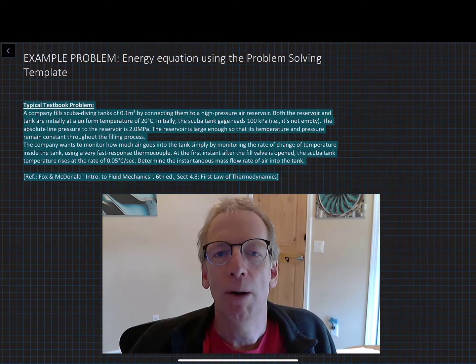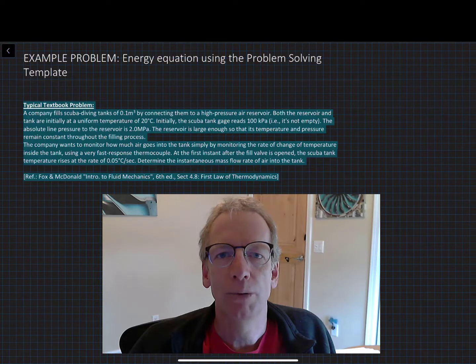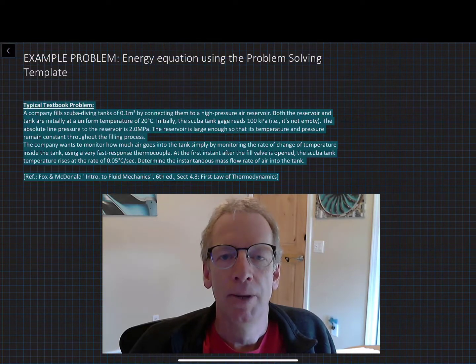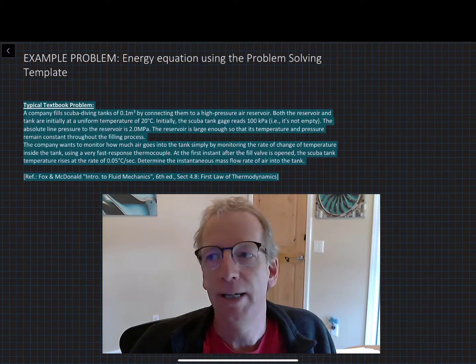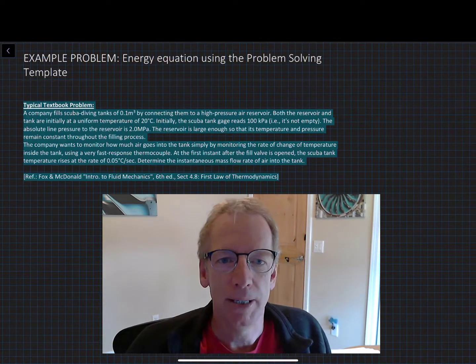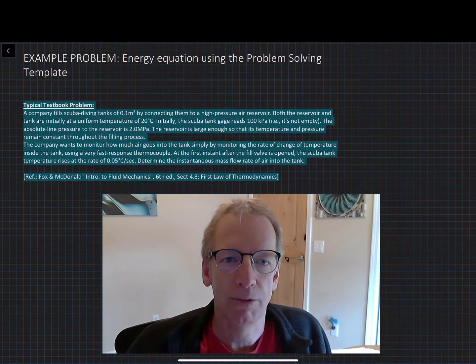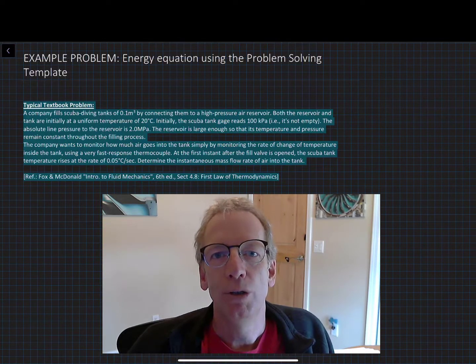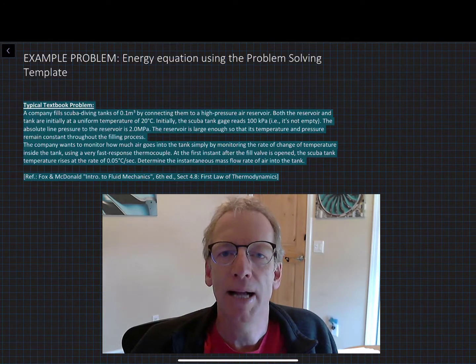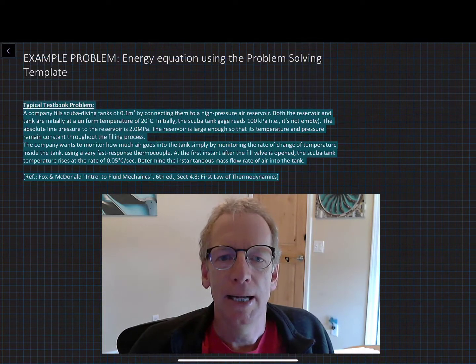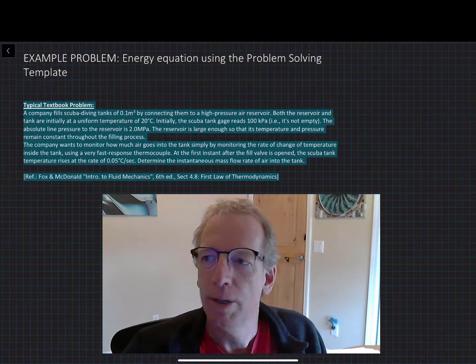Now that rate of temperature rise would probably go down as time goes on, because eventually, of course, the scuba tank is going to be full, and there will be no pressure difference between the scuba tank and the main reservoir, and there will therefore not be any flow into the scuba tank anymore. That'll be the end of the filling process, if you will, if I'm shooting to put 2 megapascal of air inside the scuba tank. But initially, all we care about is the initial mass flow rate of air inside that tank. So let's get started with that.